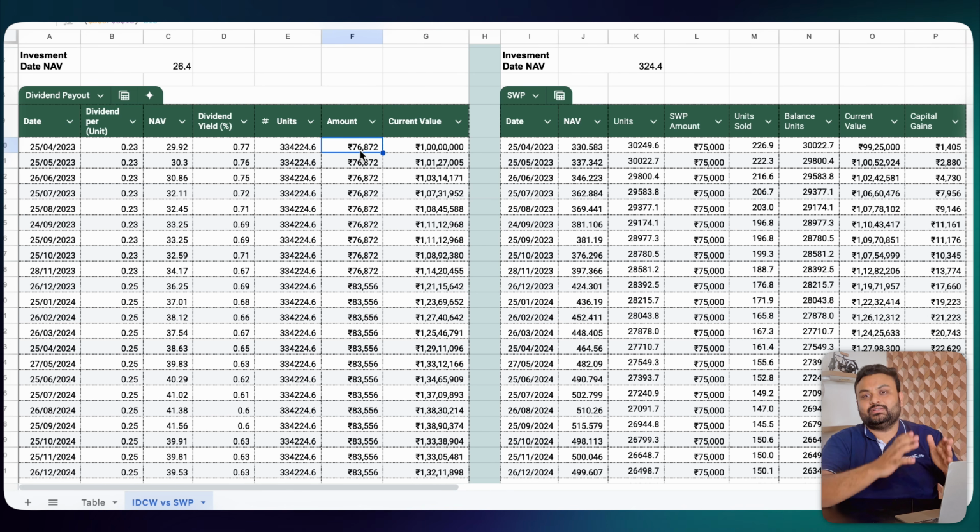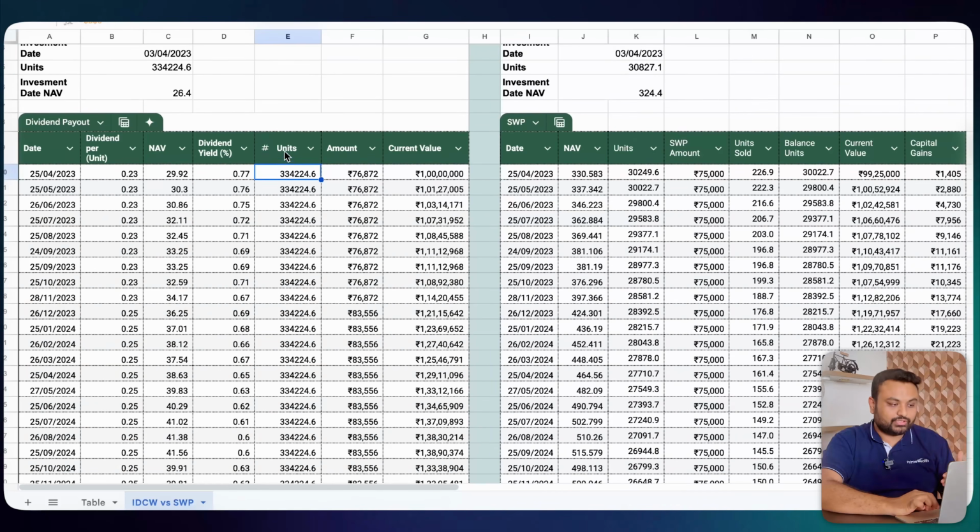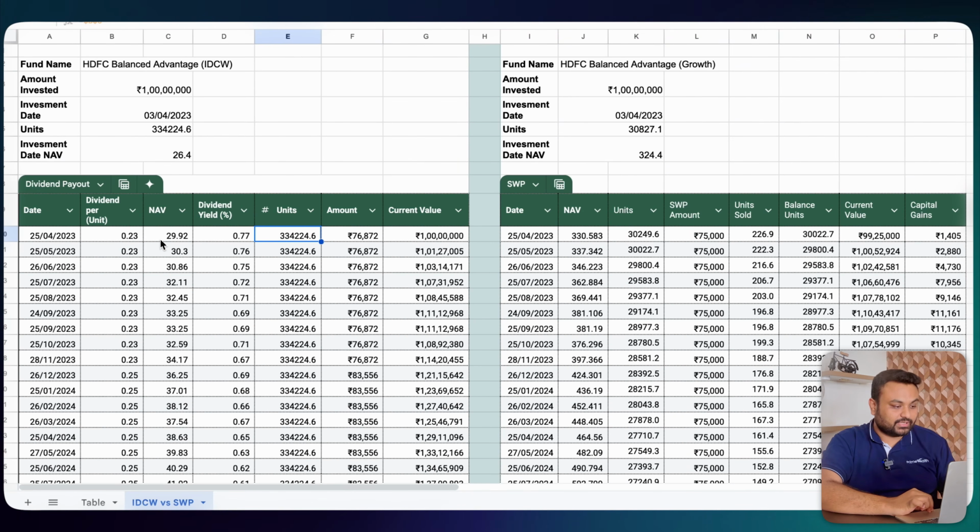There's no restriction. If you make the investment 5 days before the dividend is declared, you are definitely going to receive the dividend for that month also. Like I said, because in dividend mode, the dividend is received per unit and we are not selling the units, the units will always remain constant. If you see till date, the units are constant. The dividend rate is 23 paisa per unit, and the NAV might increase depending on how the markets are performing.